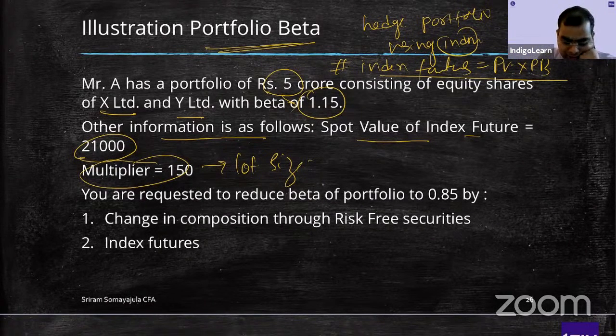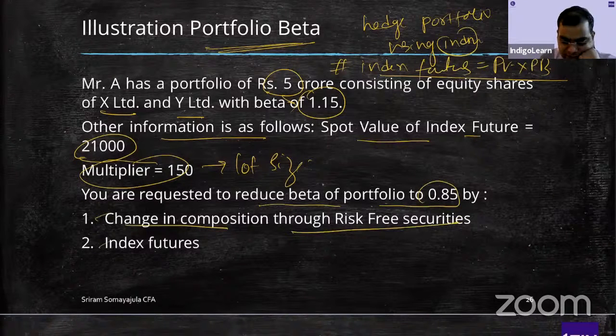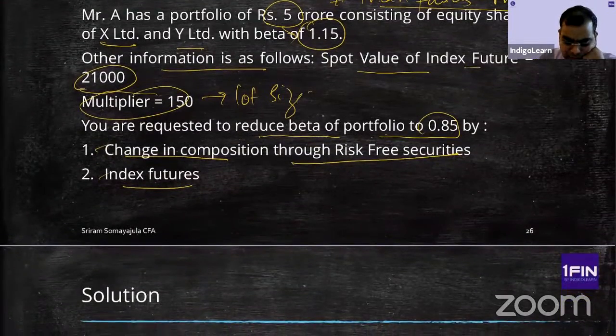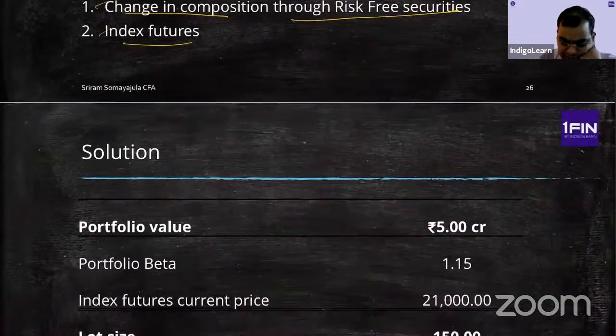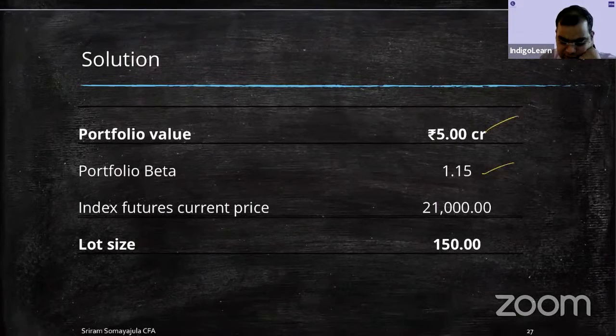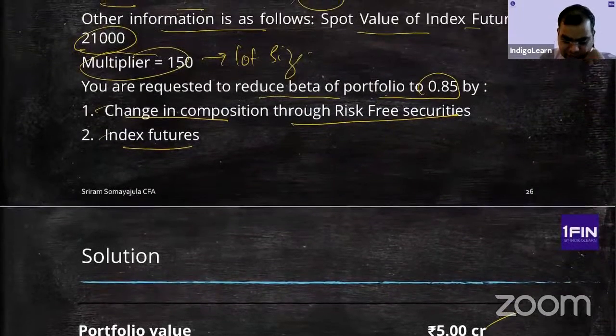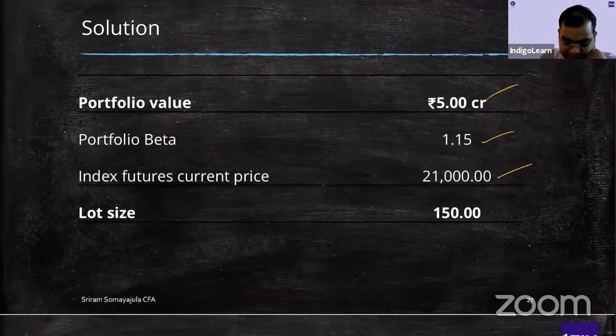Now, what are they saying? You are requested to reduce the beta of the portfolio to 0.85 by doing two things. One, change in the composition through risk-free securities, or two, by using index futures. So let us see what this is. Portfolio value is 5 crores. Portfolio beta is 1.15. Index futures current price is 21,000. Lot size is 150. This is the data that is given.